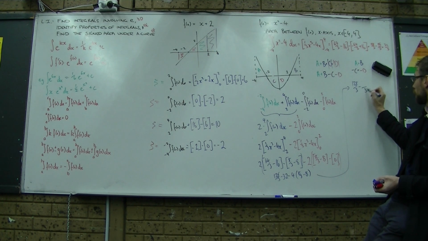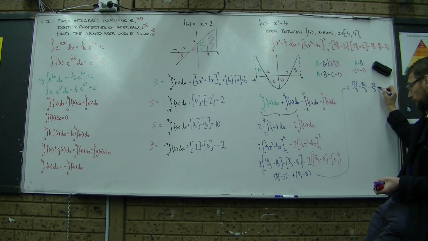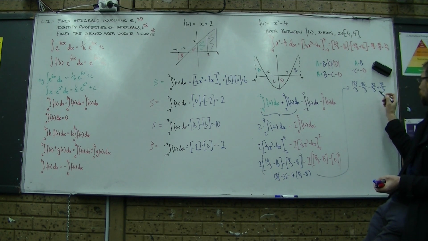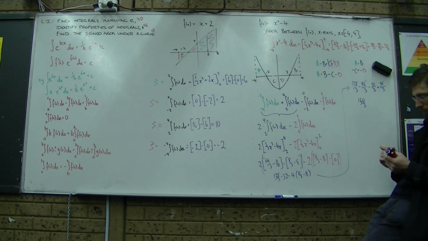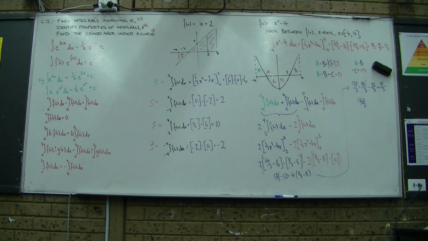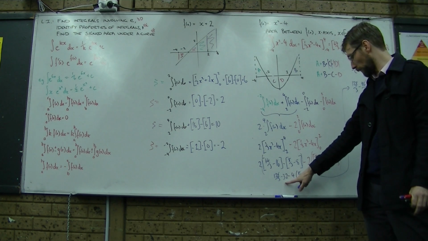Since everything's going on 3, we might as well do it now. 96. What's this? Minus 4 is minus 32 on 3 is plus 32, which is another 96 on 3, I think. Yeah. Cool. Bang, bang. 160 on 3. Is that what you guys get? Yes? No? Is the 128 on 3 minus 32? Yeah. What about it?